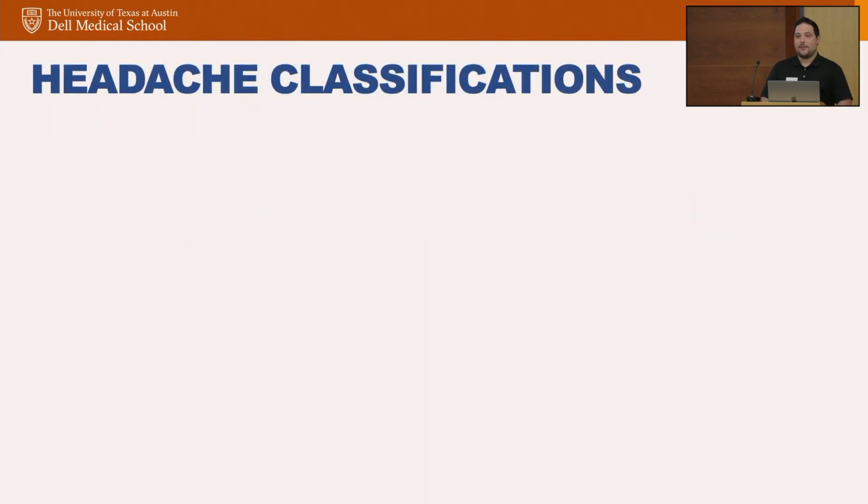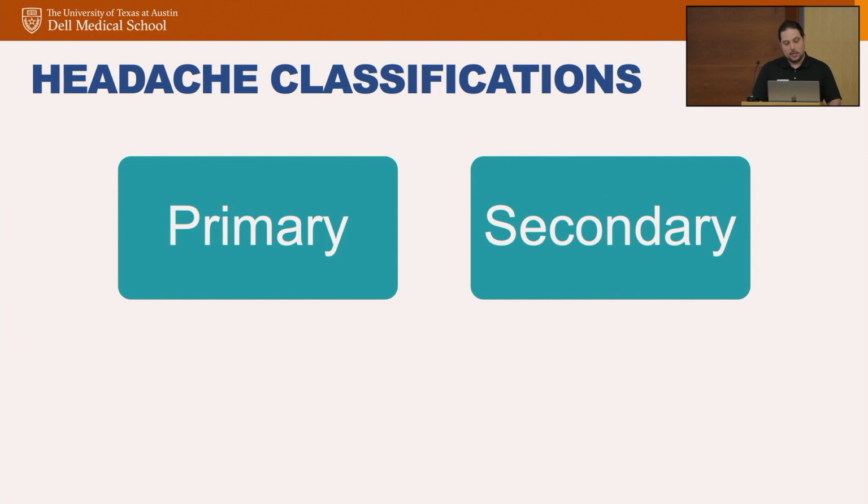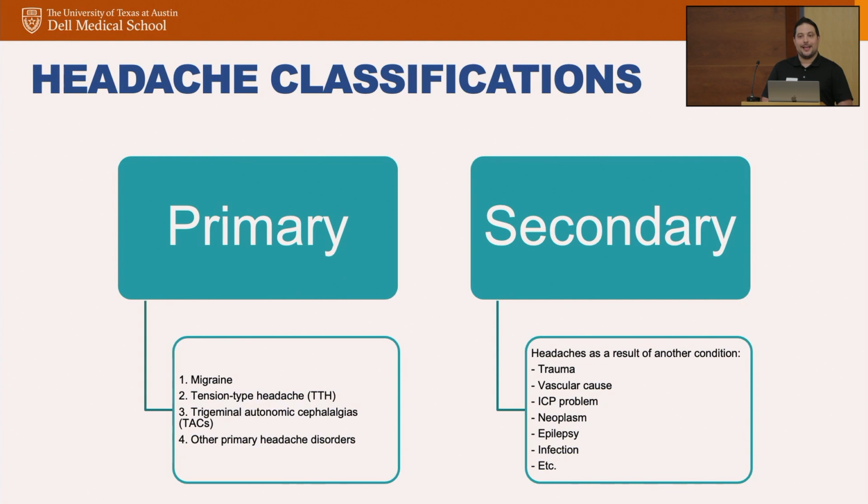Now, headaches are classified into 2 main categories. We have primary headache disorders, and we have secondary headache disorders. The primary headache disorders include migraine, tension-type headache, trigeminal autonomic cephalgias, this includes cluster, and other primary headache disorders. Looking at our secondary headache disorders, these are headaches that are as a result of another condition. So it could be headaches due to trauma, headaches due to a vascular cause, intracranial pressure problem, due to a neoplasm, epilepsy, infection, etc.